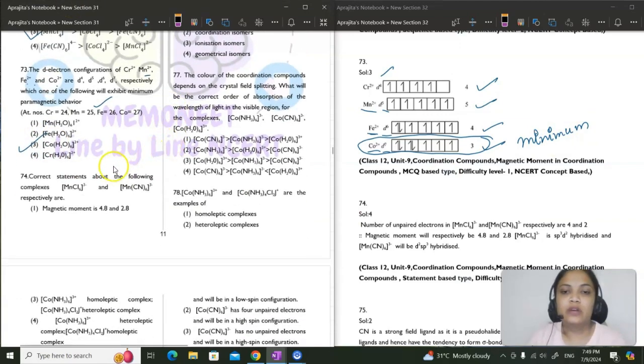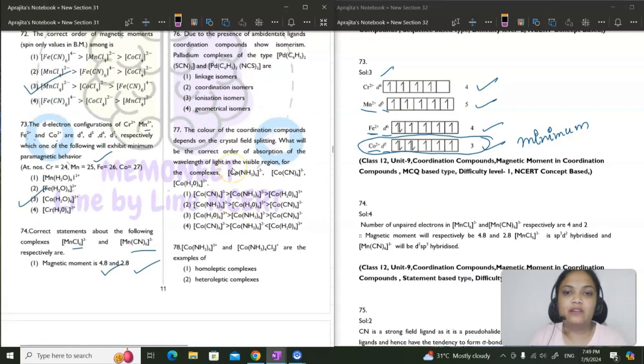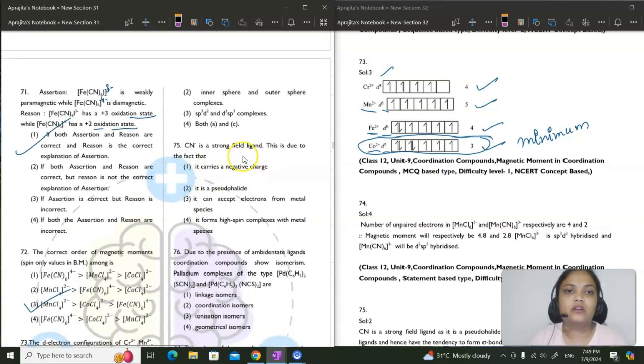Next, question 74. Correct statements for the following complexes are: MnCl6 3- and Mn(CN)6 3-. The magnetic moments are given, 4.8 and 2.8 respectively. So this one is true. And inner sphere and outer sphere complex.